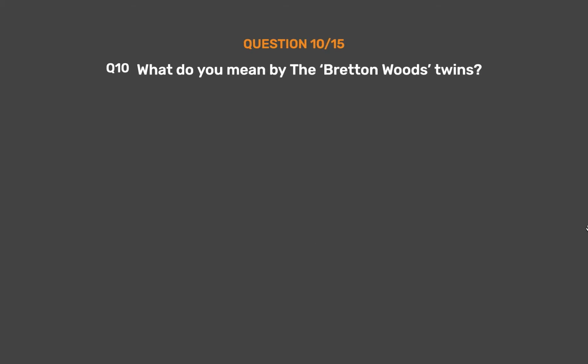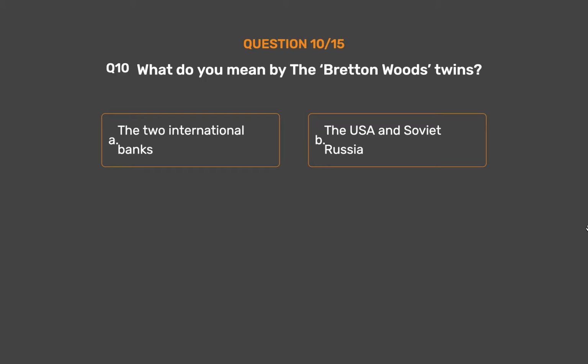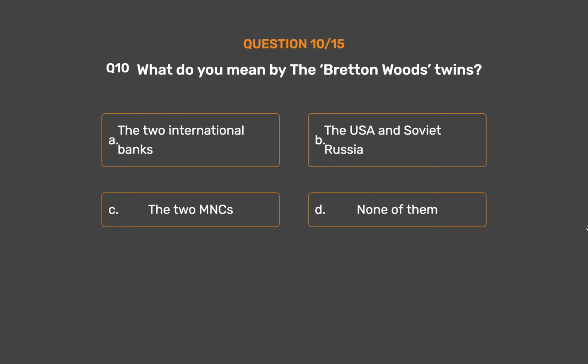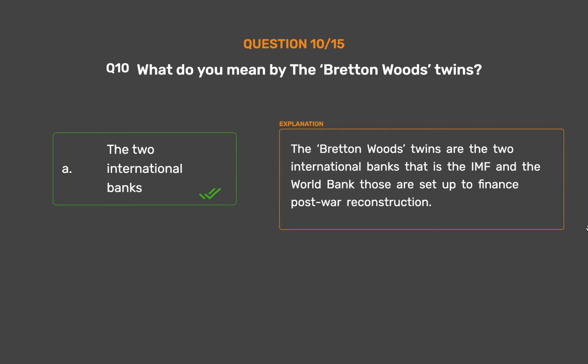Question number 10. What do you mean by the Bretton Woods twins? Option A. The two international banks. Option B. The USA and Soviet Russia. Option C. The two MNCs. Option D. None of them. The correct answer is Option A. The two international banks. The Bretton Woods twins are the two international banks, that is the IMF and the World Bank. Those were set up to finance post-war reconstruction.